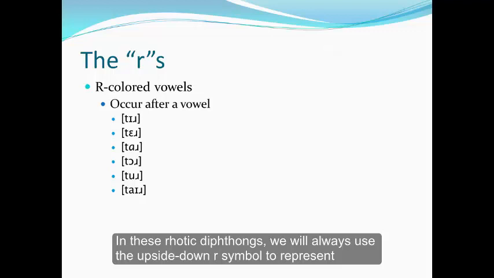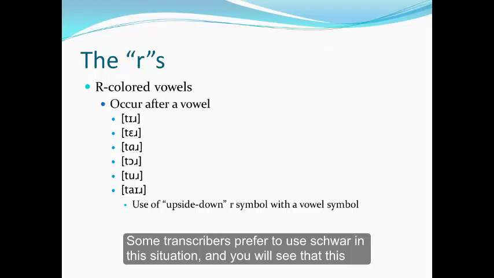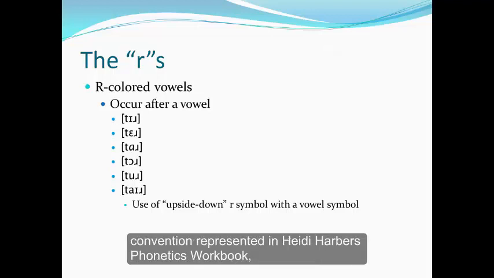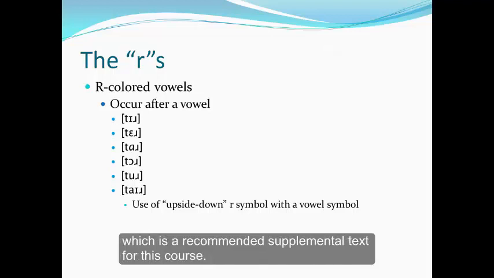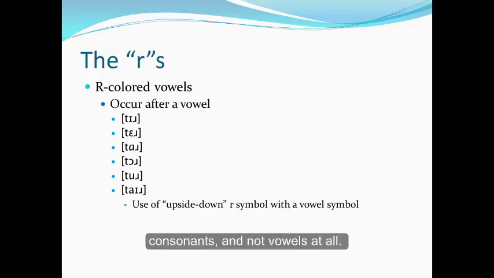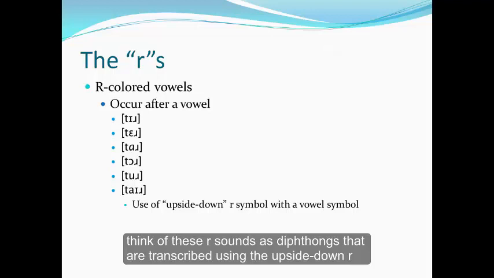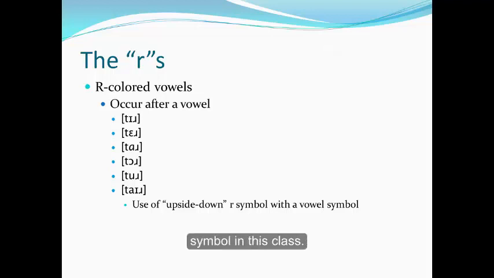In these rhotic diphthongs, we'll always use the upside-down R symbol to represent the rhotic element. Now, this is not a universally accepted convention. Some transcribers prefer to use schwa in this situation, and you'll see that this convention is represented in Heidi Harber's Phonetics Workbook, which is a recommended supplemental text for this course. Still other transcribers will persist in considering these post-vocalic R sounds to be consonants, and not vowels at all. Be prepared for this variation in others' transcriptions, and be similarly prepared to think of these sounds as diphthongs that are transcribed using the upside-down R symbol in this class.